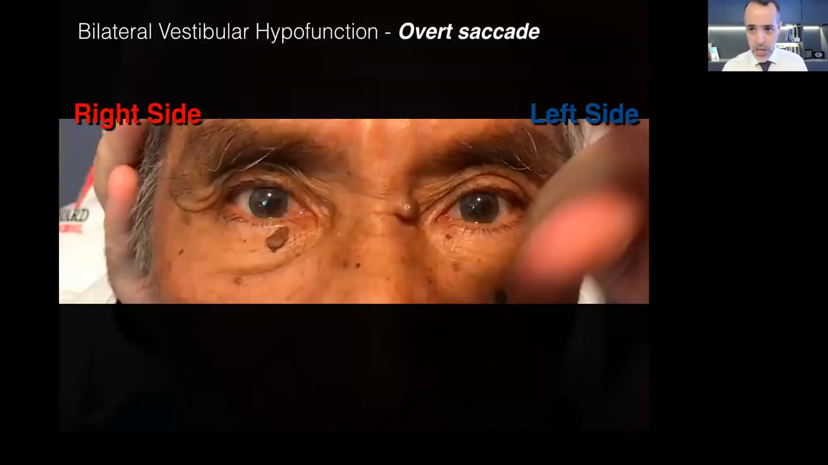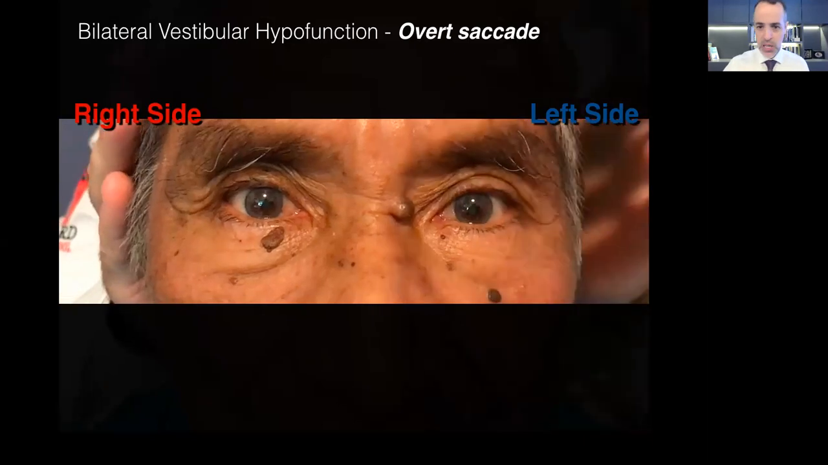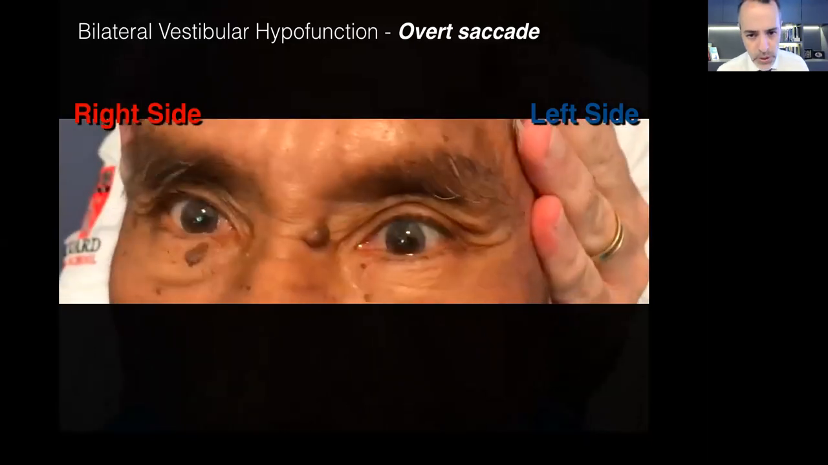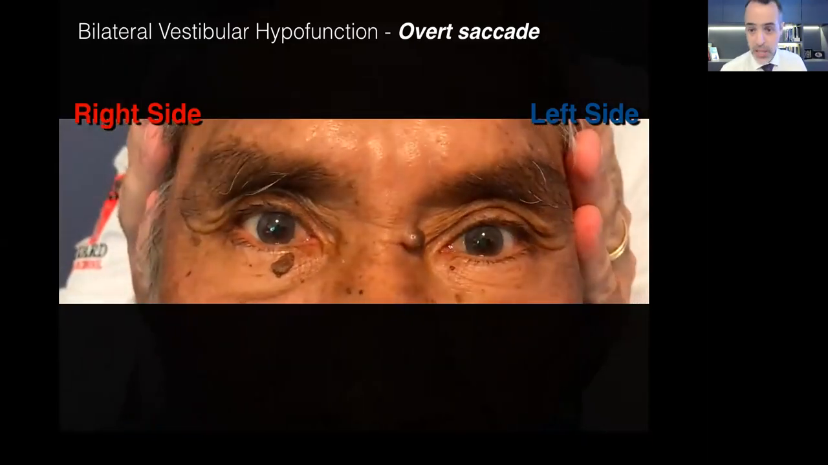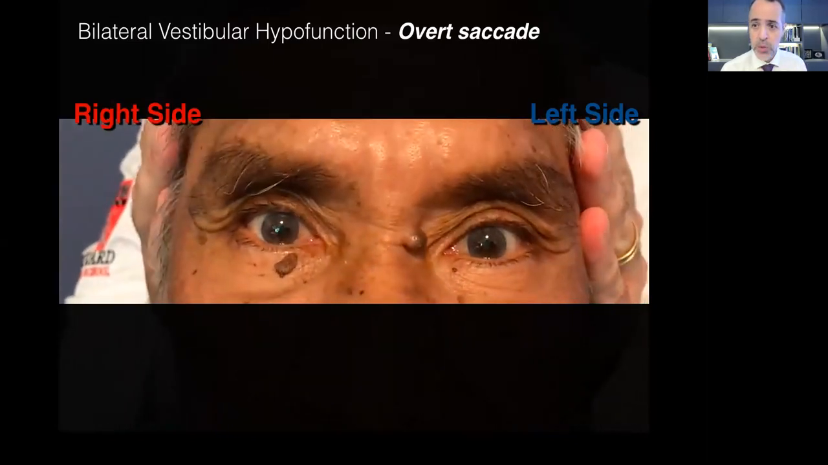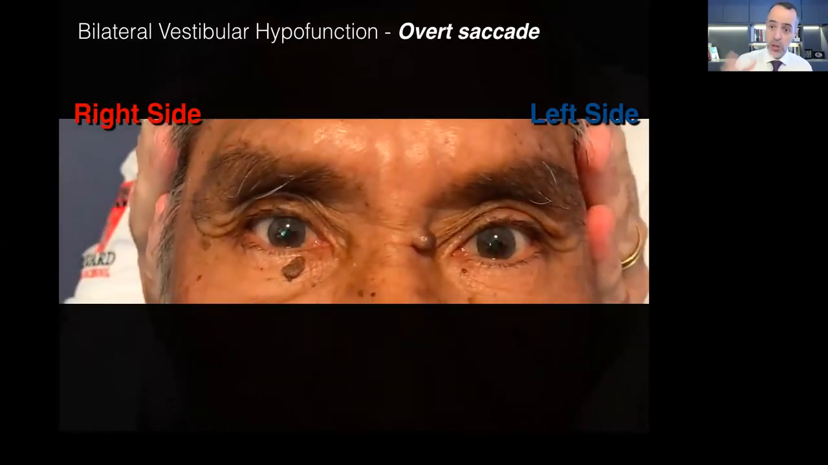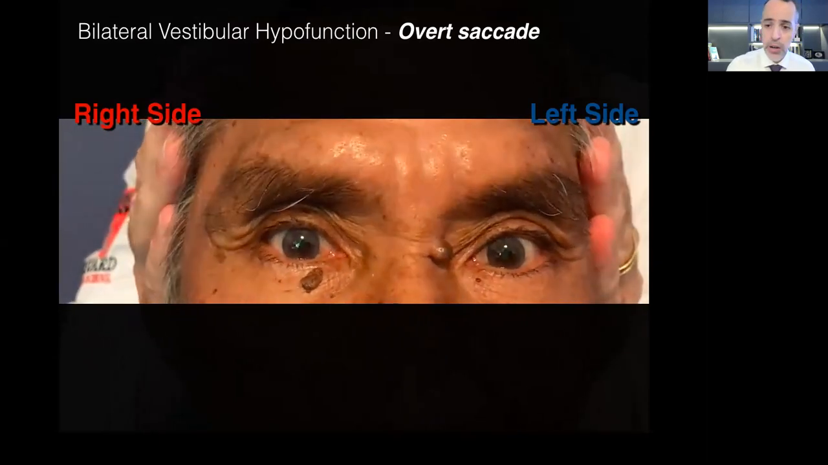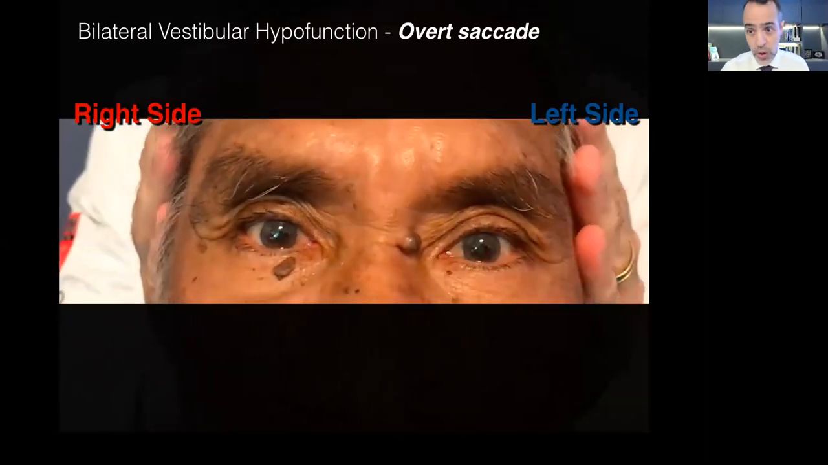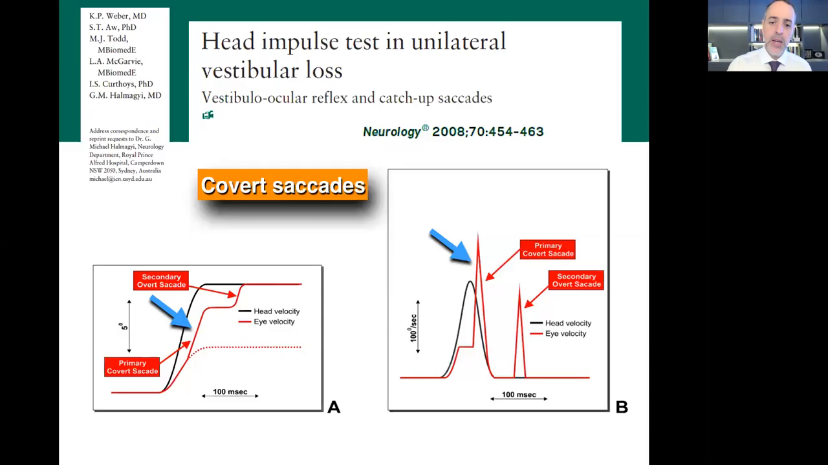So when you do a clinical head impulse test, like in this patient here, look at that. Oops, you see a saccade. This saccade that you see is what we call an overt saccade, because it took more than 100 milliseconds for you to trigger it, and your naked eye can see it.